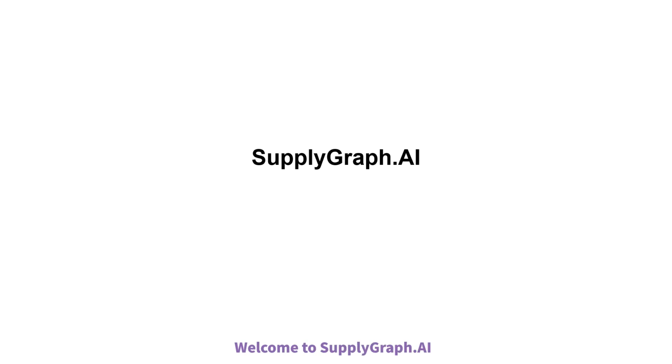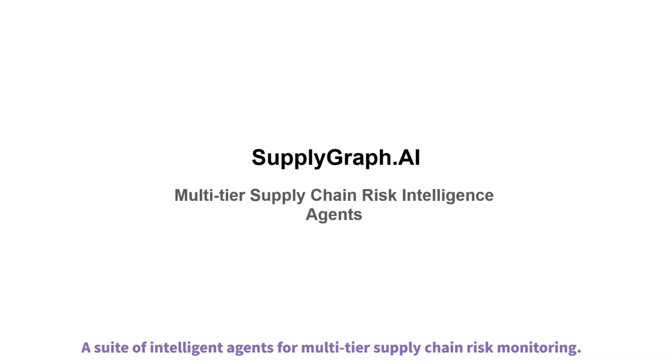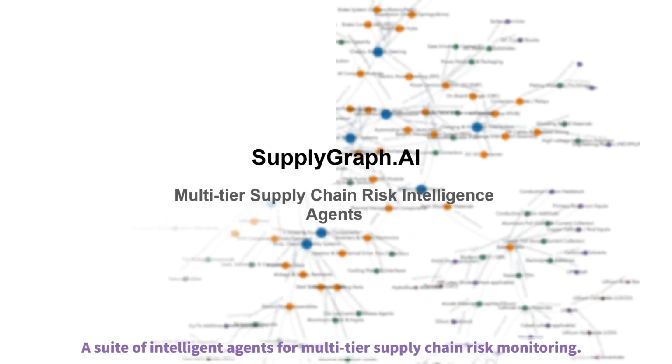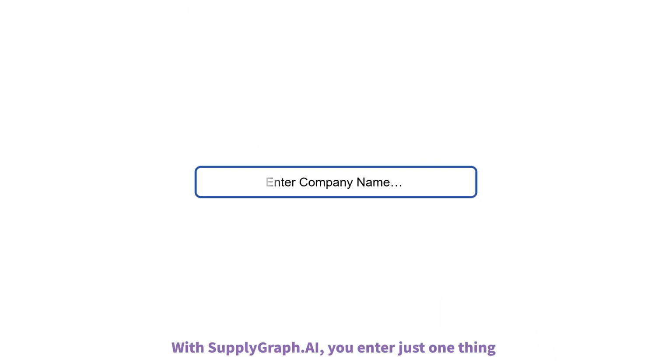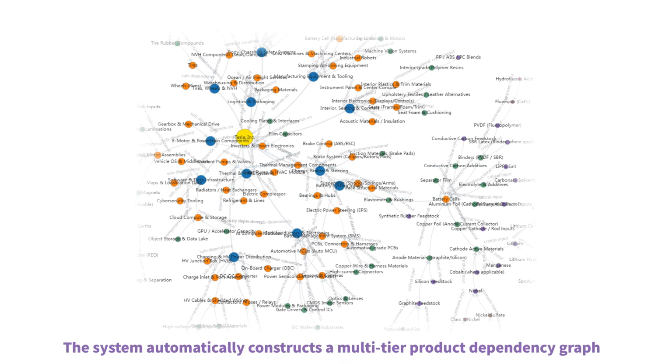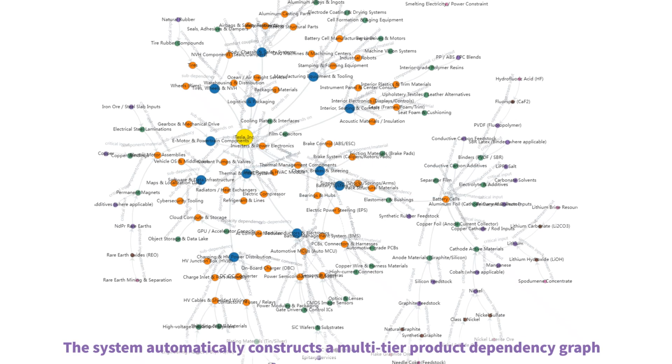Welcome to SupplyGraph AI, a suite of intelligent agents for multi-tier supply chain risk monitoring. With SupplyGraph AI, you enter just one thing, your company name. The system automatically constructs a multi-tier product dependency graph.